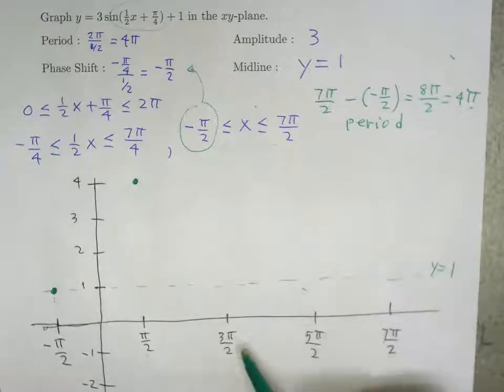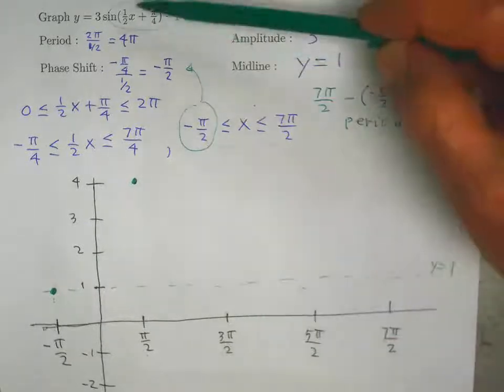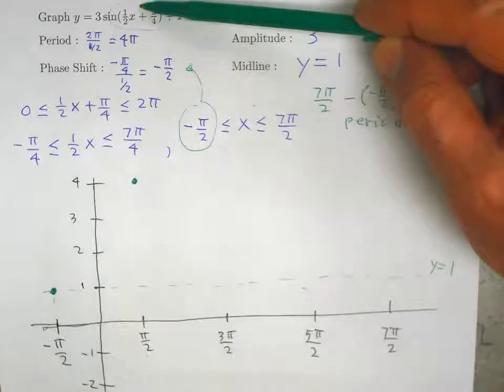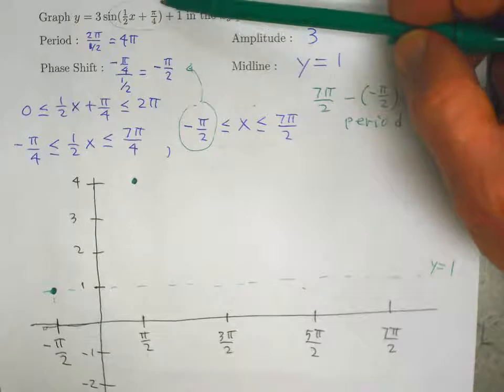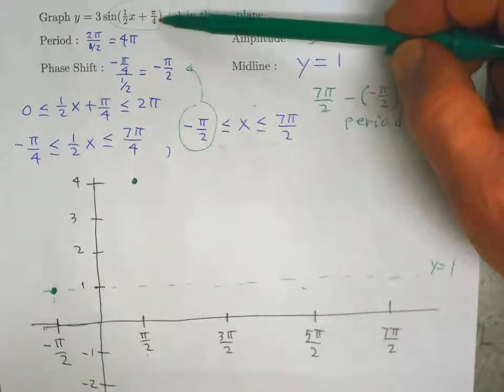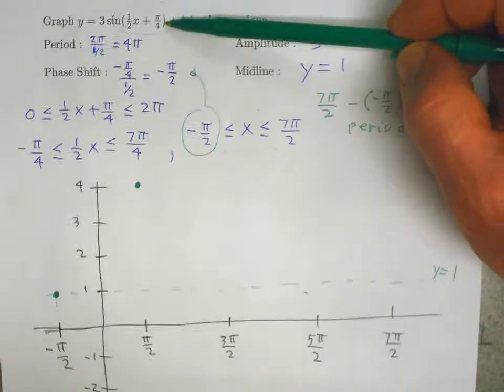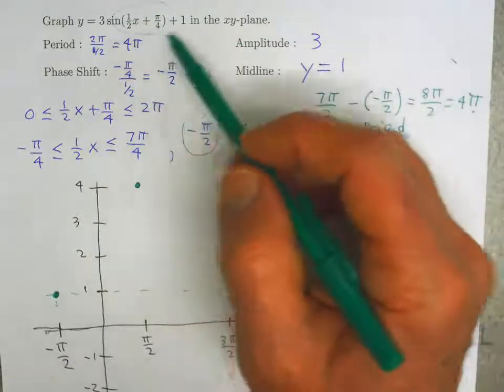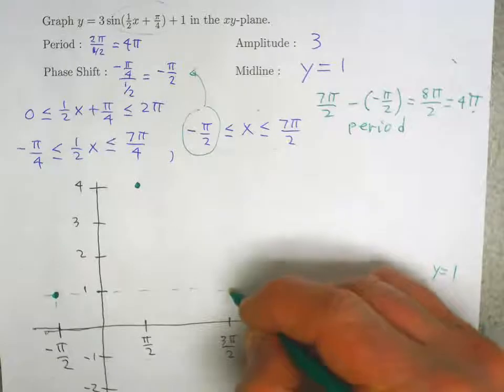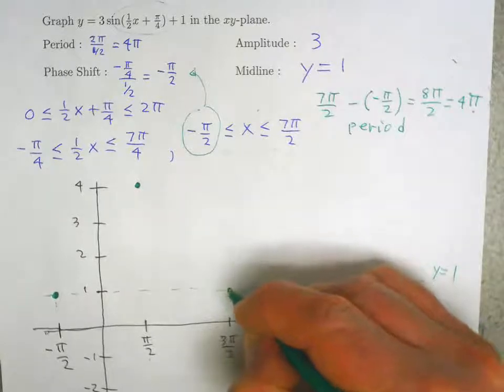Okay, the next value, 3 pi over 2 for x. 1/2 times 3 pi over 2 is 3 pi over 4. 3 pi over 4 plus pi over 4 is pi. Sine of pi is 0. So 3 times 0 plus 1 is 1. So we're down here at 1 again.